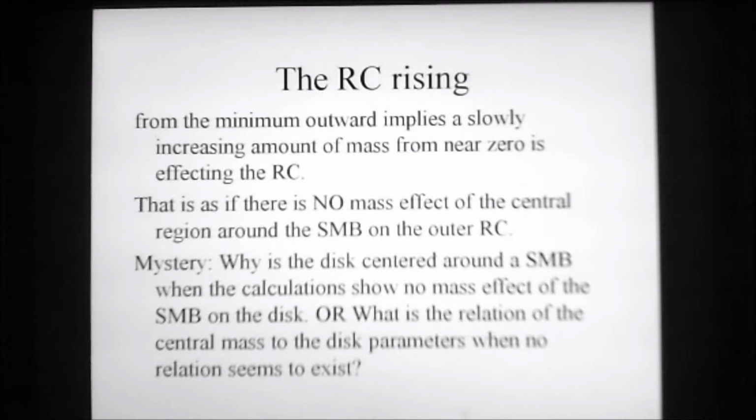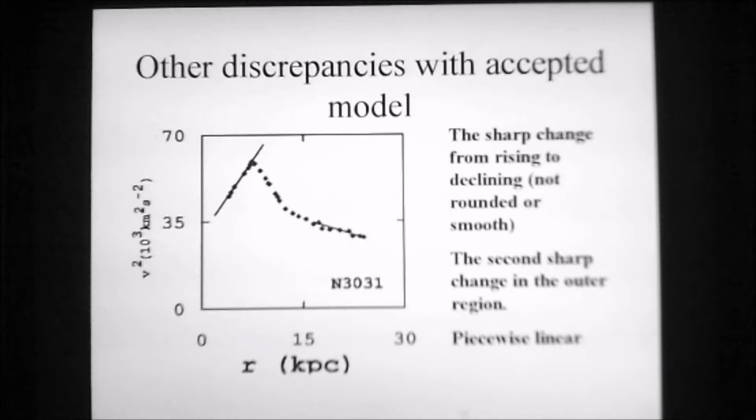That is, there is no mass effect of the central region around the supermassive black hole on the outer region. The mystery is, why is the disk centered around the supermassive black hole when the calculations show no mass effect of the black hole on the disk? Or, what is the relation of the central mass to the disk parameters when no relation seems to exist?